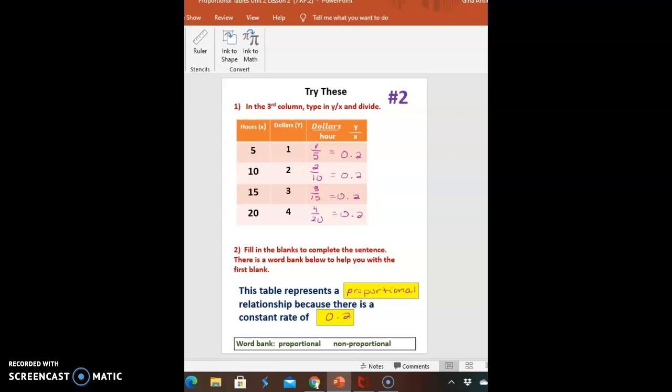Right, good. And I jumped to question 2. Let's go back to question 1. In the third column, type in y over x and divide. Here, you can just do it on a piece of paper, pause it, and try it.